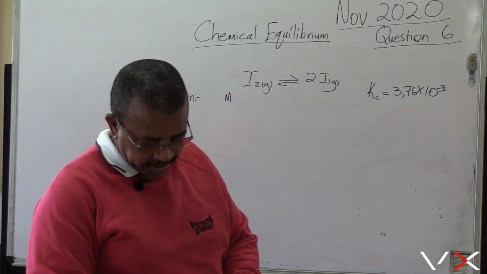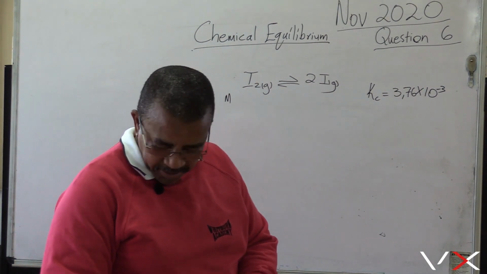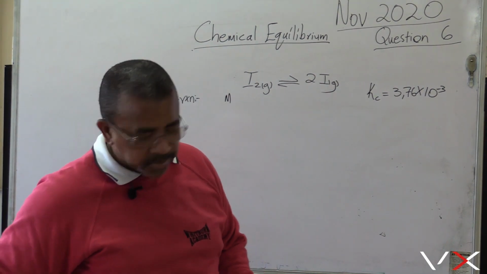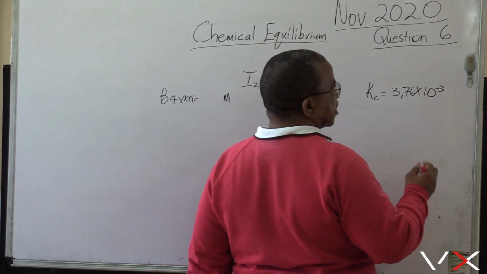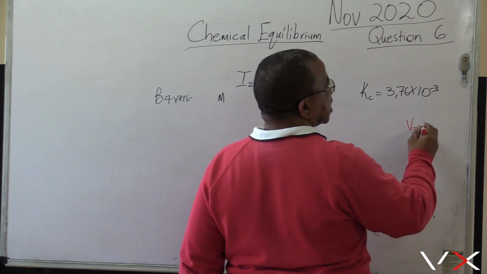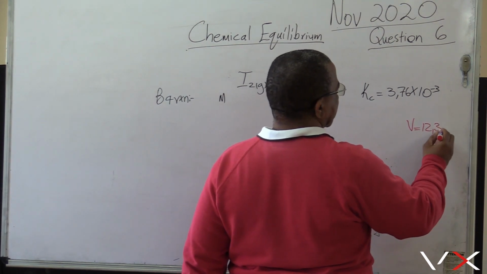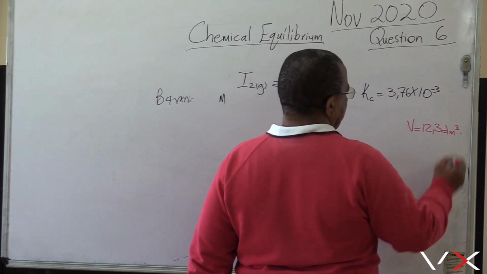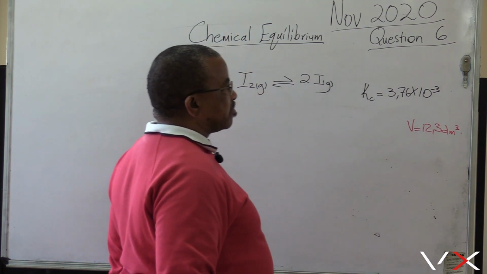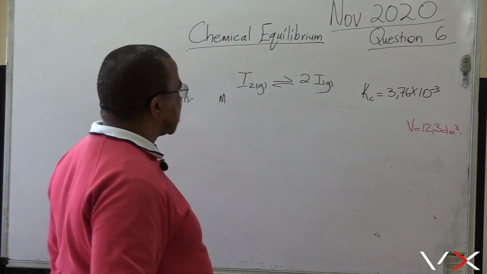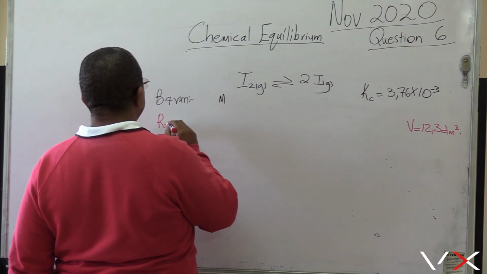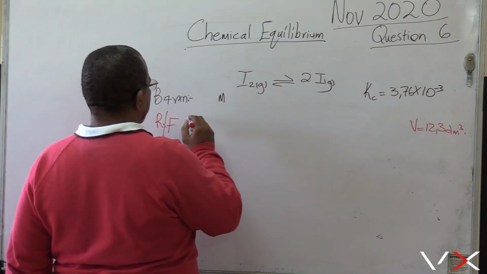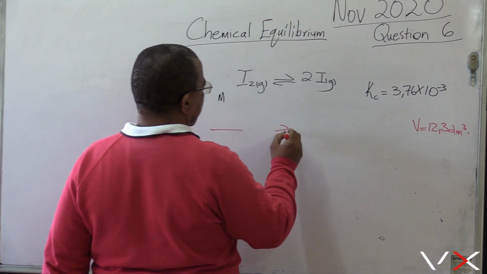So we have a certain mass, where the volume is how much? It is 12.3 decimeter cubed. Now, that mass, when equilibrium is reached, reacted and formed, we don't know.